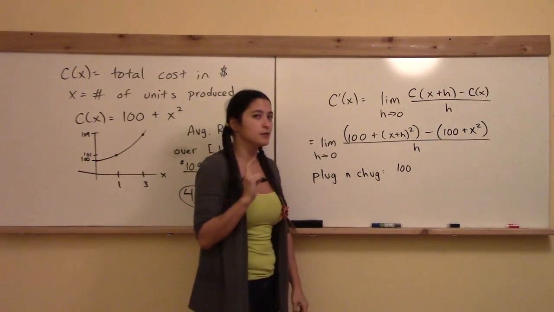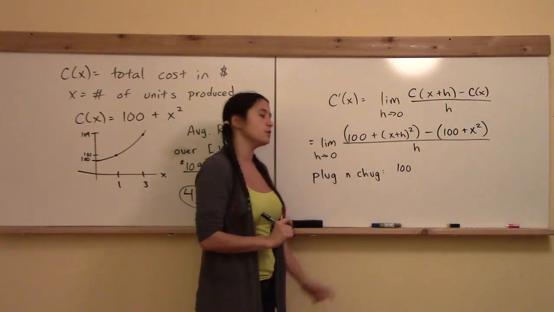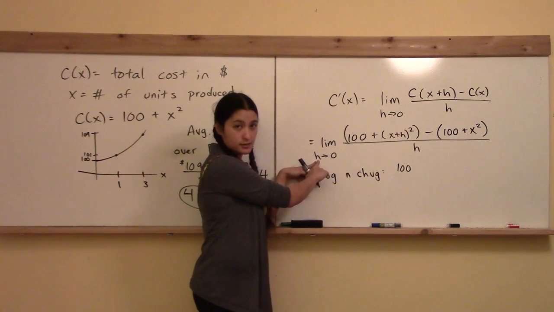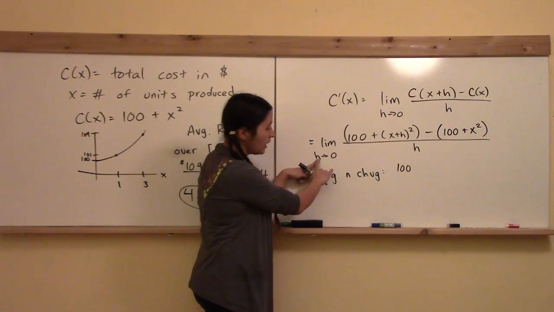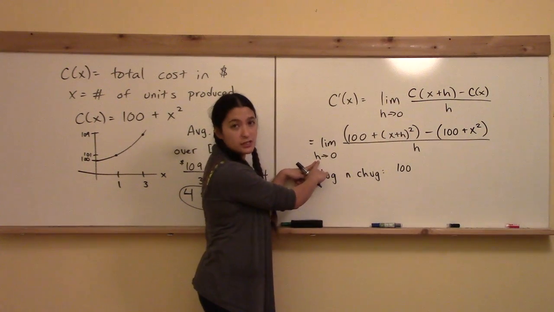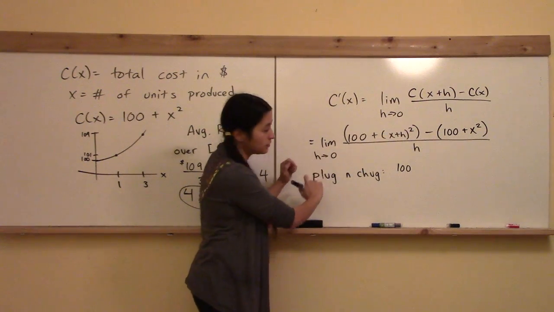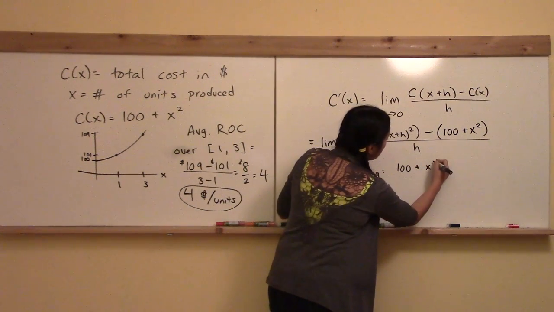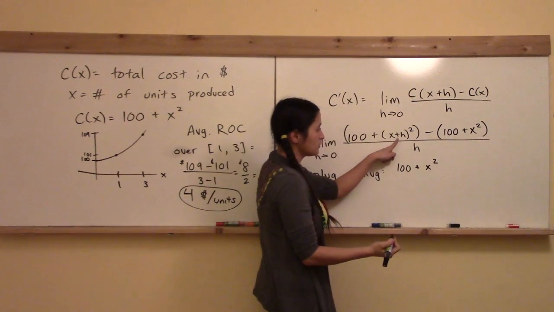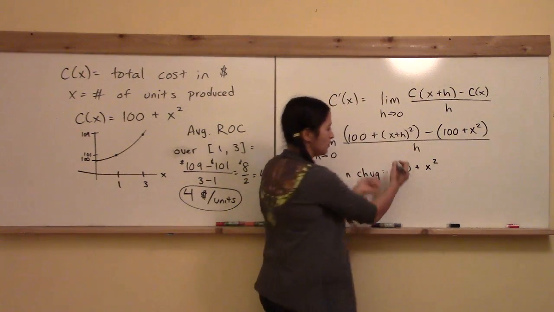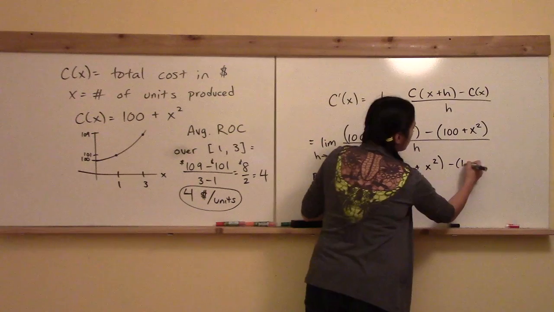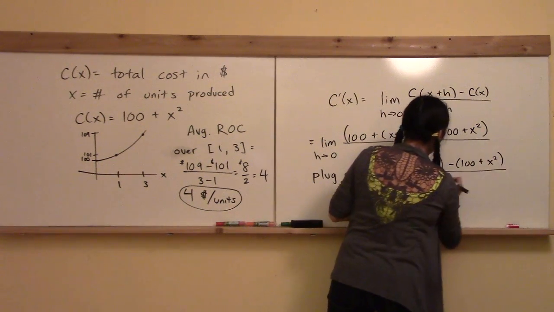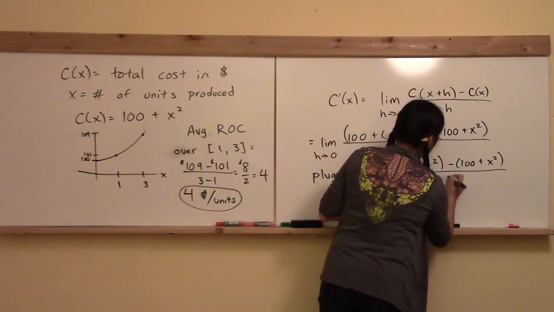Keep in mind, this is a little different than the other limits you are doing. The limiting variable is h, not x. Okay? So in this problem, I'm going to replace all the h's with 0, but not the x. Be very careful with that. So 100 plus x plus 0 squared. So x plus 0 squared is just x squared, minus the original 100 plus x squared, divided by the h, which I'm now going to replace with a 0.